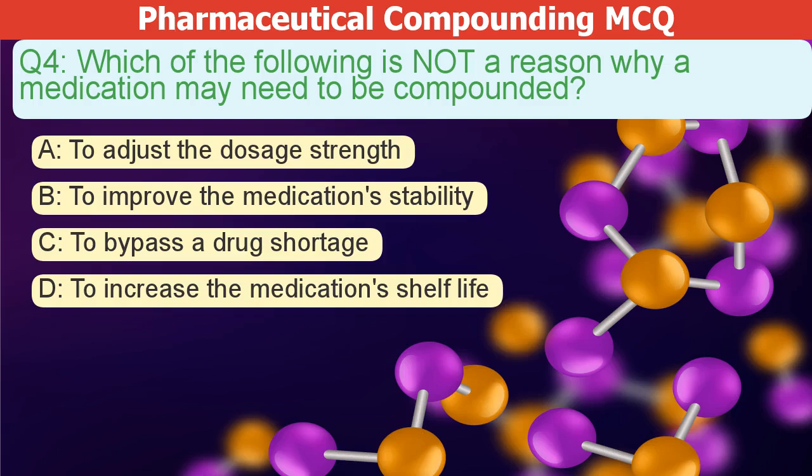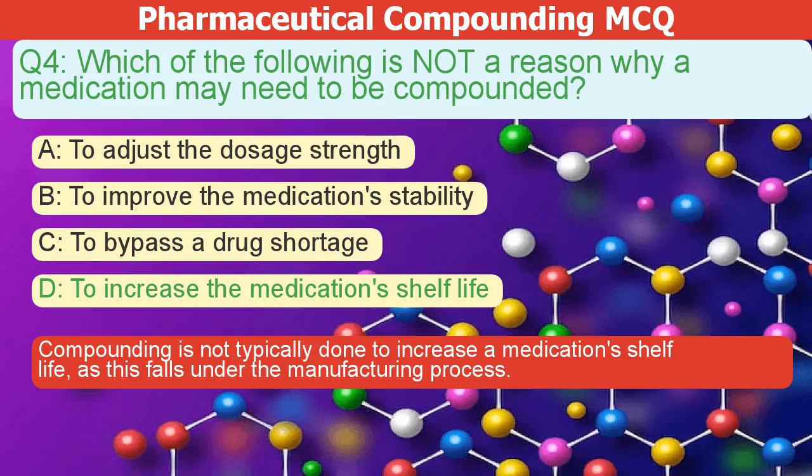Which of the following is not a reason why a medication may need to be compounded? A. To adjust the dosage strength. B. To improve the medication's stability. C. To bypass a drug shortage. D. To increase the medication's shelf life. The correct answer is D. Compounding is not typically done to increase a medication's shelf life. That falls under the manufacturing process.